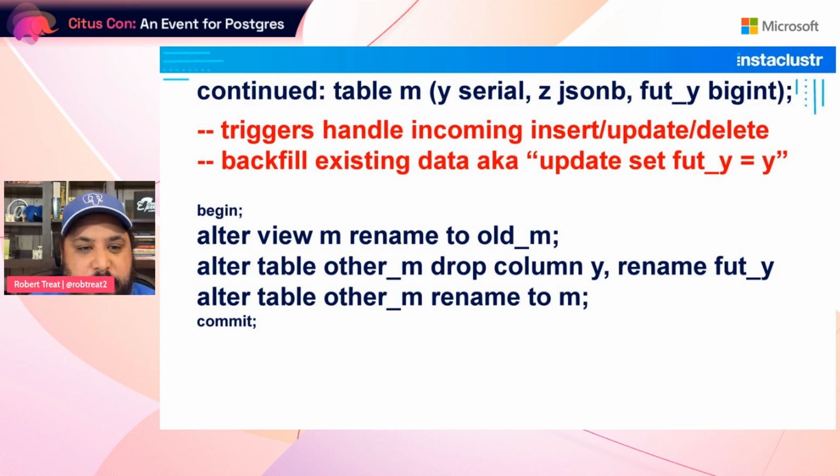You then have to backfill the existing data. So the first 2 billion rows in the table all have a value in Y. Anything after that has a value in future Y. So you've got to go and update all those rows so that future Y also has the Y value, right? So it's just a bunch of updates. Don't do it all in one go. Batch that thing up as you're doing it, and then move on from there.